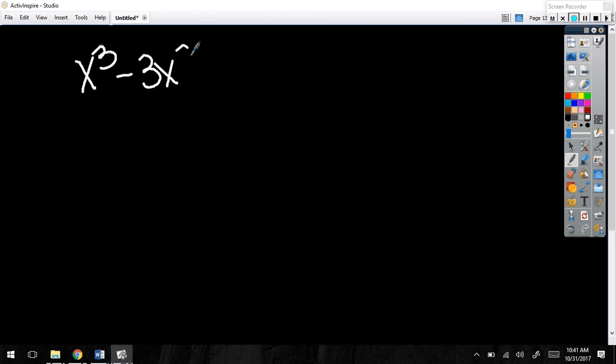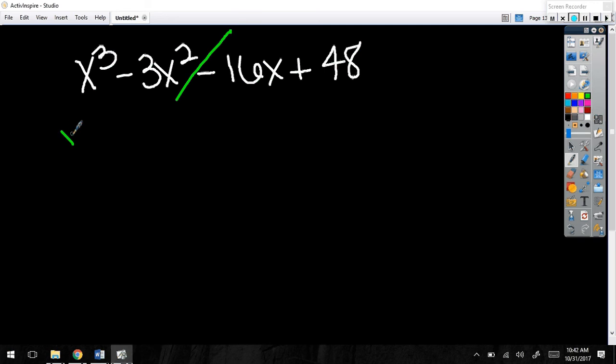All right, take a look at this one. It keys me in that it's grouping because there's 4 pieces. So I'm going to automatically try to slash, okay? So look at the first 2. Is there something you can take out of the first two? X squared. What's left?